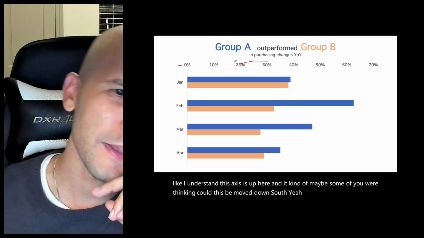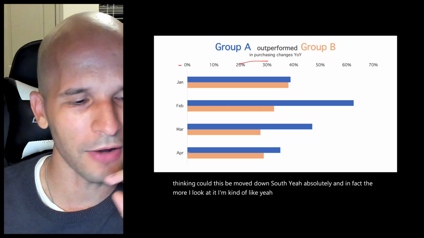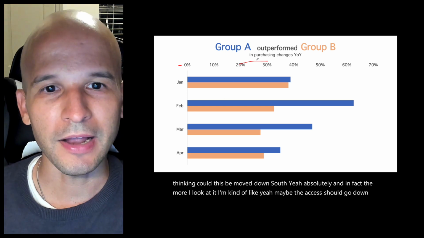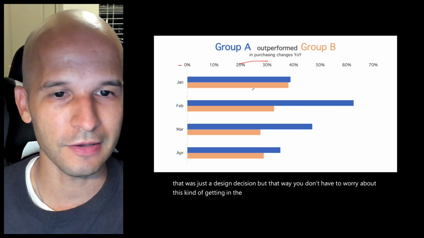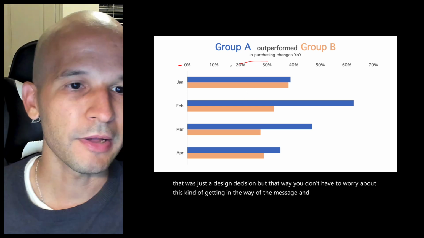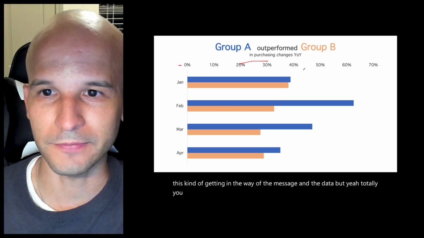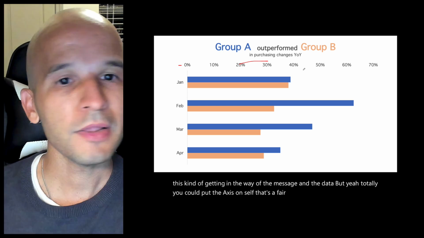And in fact, the more I look at it, I'm kind of like, yeah, maybe the axis should go down. So that was just a design decision. But that way you don't have to worry about this getting in the way of the message and the data. But yeah, totally, you could put the axis on south. That's a fair criticism.